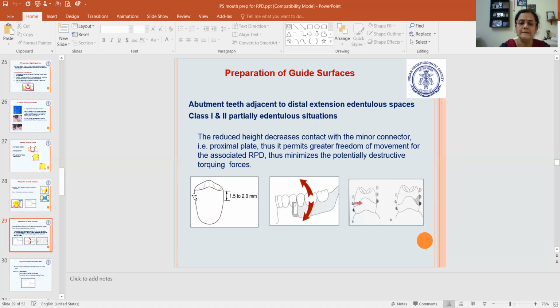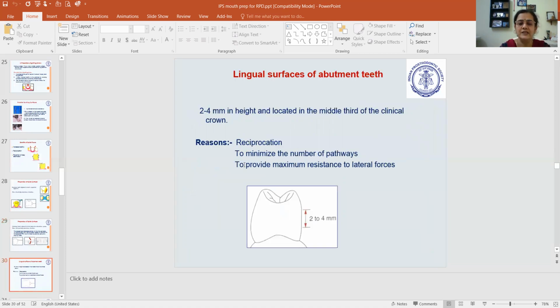forces on the tooth. On the lingual surfaces of the abutment teeth, sometimes guiding planes are prepared, and these are about 2 to 4 millimeters in height, located in the middle third of the clinical crown on the lingual surface. The reasons to provide these are that they provide sufficient reciprocation, they minimize the number of pathways, and they provide maximum resistance to the lateral forces.